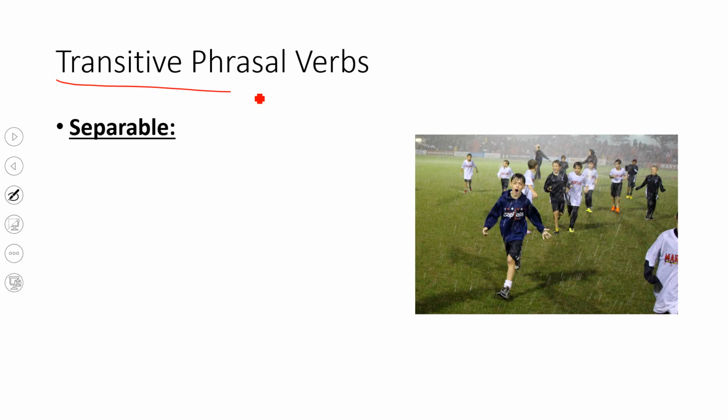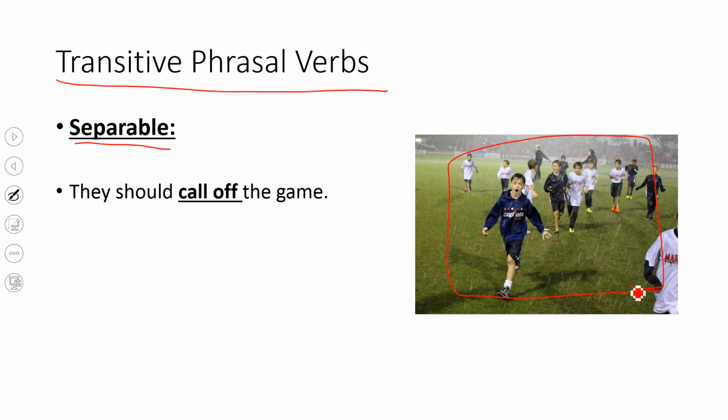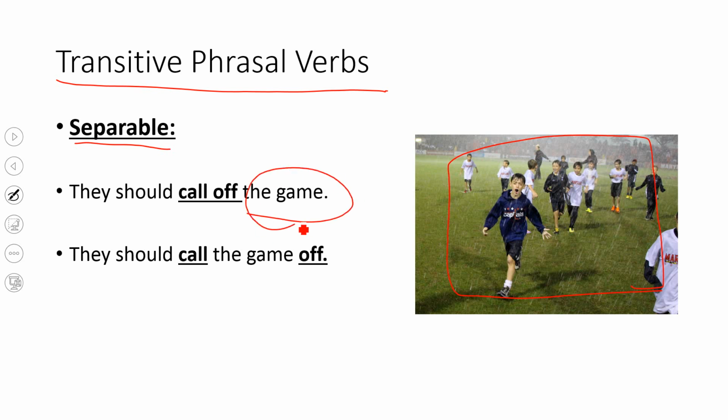So with transitive phrasal verbs, I need an object, and there's two different kinds. There's separable, which we'll talk about first, and then there's inseparable, which we'll talk about later. If we look at this soccer game, we can see it's raining very badly. So they should call off the game. The object is right here, the game. I can move the object and put it between the verb and the preposition, and they should call the game off. Those two sentences have the same meaning.